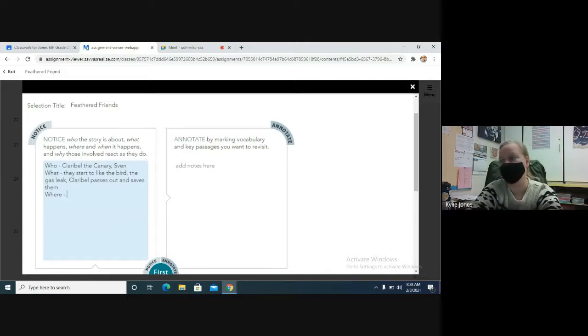Then we need the where. Where did this happen? In space. In space. On a space station. Good. It does ask us when, but did it really talk about when? No, not really. It was written in the 1950s. Yeah, but that doesn't mean that the author was saying it's 1950, he could have been writing for the future. So, as far as I remember, it doesn't say when. Did you hear a when? I didn't hear a when. So, we don't know for sure. We just don't know for sure when it was happening.